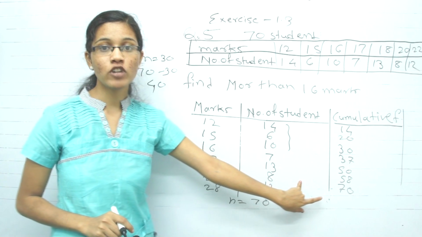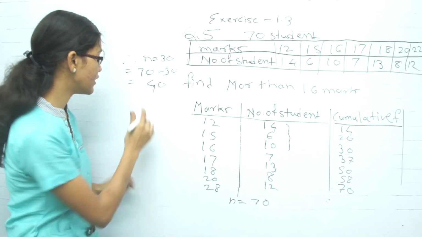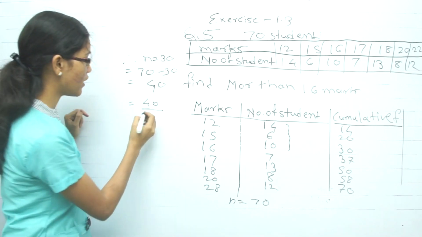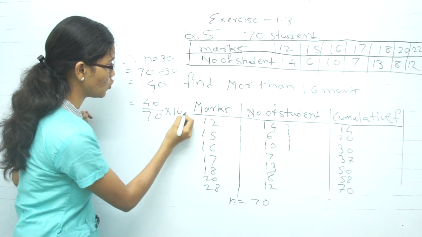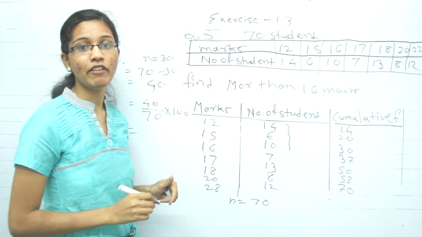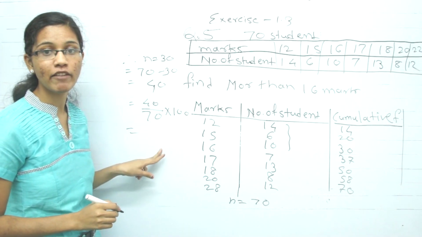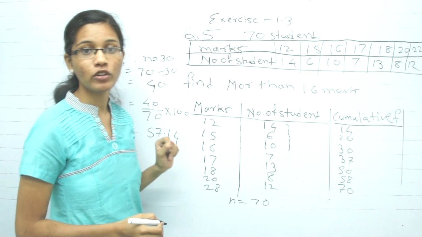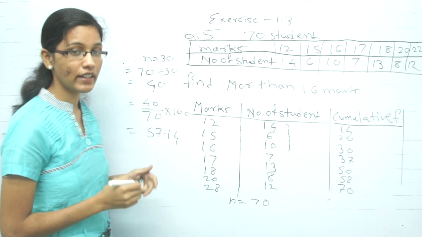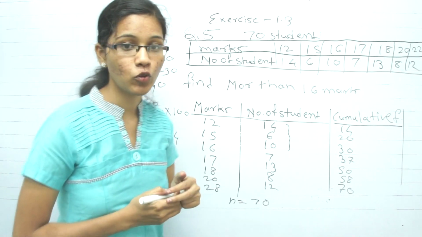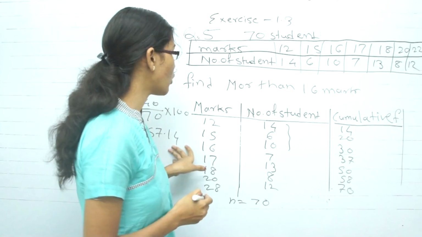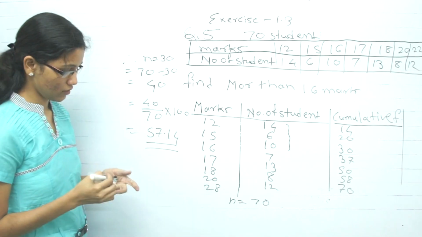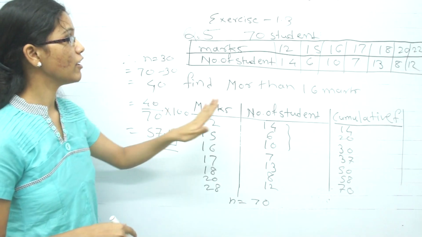Now, the percentage of students scoring more than 60 marks. How do you find the percentage? That is 40 divided by 70 into 100, that is 400 divided by 7, so 57.14. So 57.14 percent of students score more than 60 marks. This is the answer, 57.14. Okay, this is very easy.